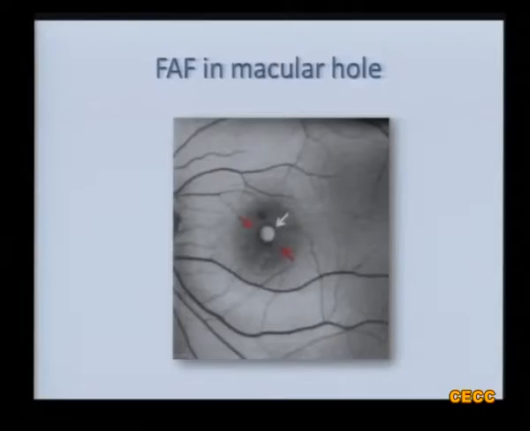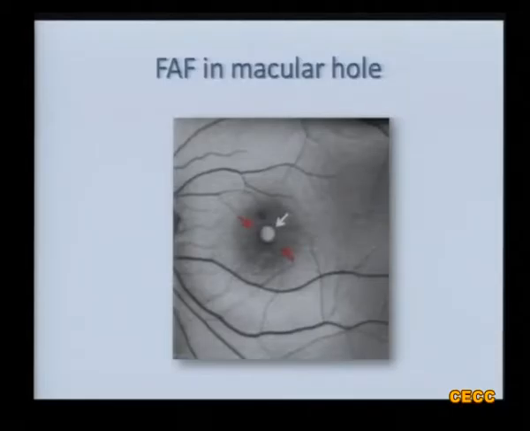Surrounding that hyperfluorescent, hyperautofluorescent area, you can see a ring of hypoautofluorescence. This represents the subretinal fluid, and there is another zone external to the ring of hypoautofluorescence, which is relatively hypoautofluorescent, and that represents the area of retinal edema. And if you look carefully, you can see some radiating striae there.